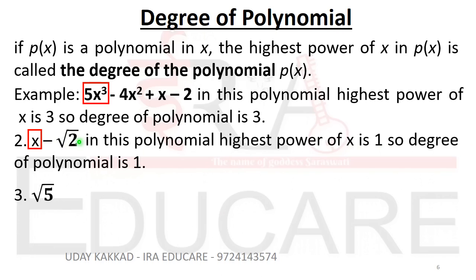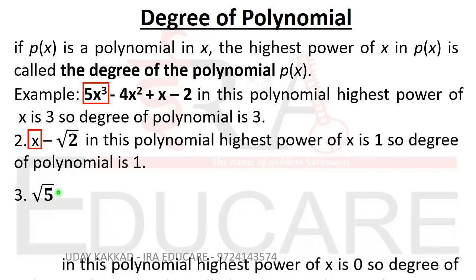Let's take the third example, root 5. Here I used root 2 and root 5, right? But it is not connected with the coefficient. The coefficient has no condition, right? It has a condition only on the exponent: if you have a variable and the variable has some power, then it is applicable that the exponent is a whole number, right? But here you can say that it is a polynomial, right? So this is a constant polynomial.